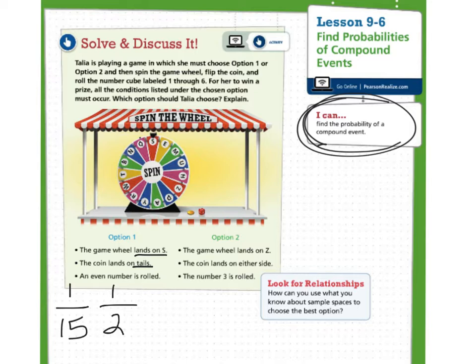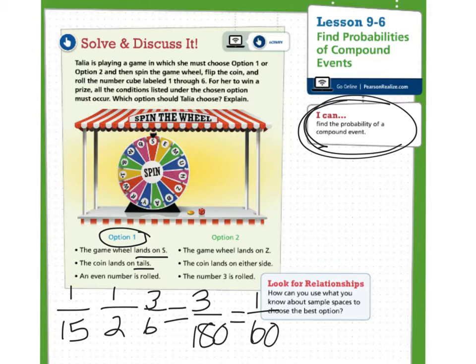And then the third item in option 1 is the number cube, and they want us to roll an even number. On a number cube there are 6 possible outcomes, and 3 of them are even numbers: 2, 4, and 6. So to find the probability of all 3 of these things occurring in option 1, just like in the last lesson where we determined the total number of outcomes by multiplying the number of outcomes for each individual event, we can do the same thing here. So option 1 has a 3 out of 180 chance of all 3 of those events occurring, which is 1 out of 60.